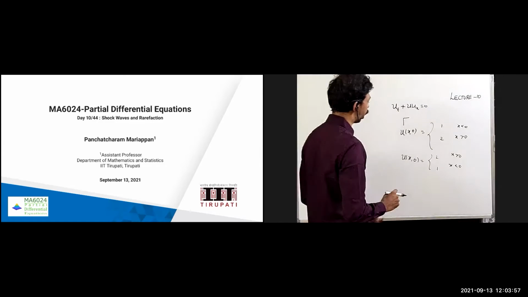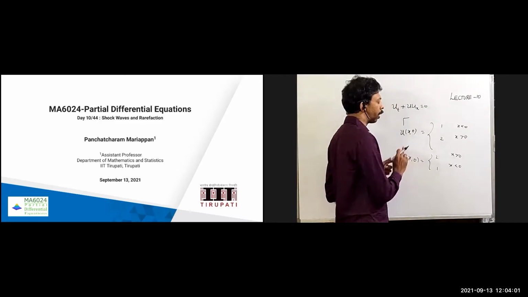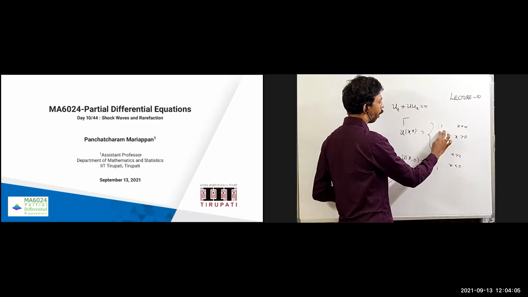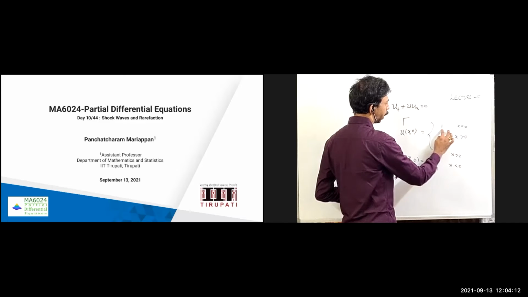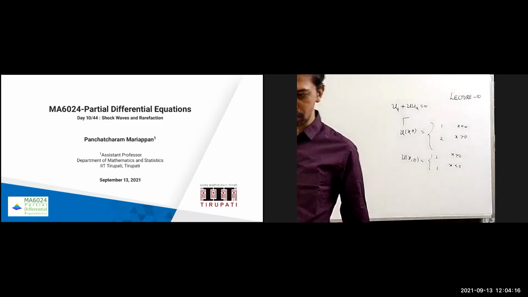This is a discontinuous problem. The initial condition is not continuous, because at x equal to 0, very near to that point, you get either 1 or 2. So we are going to get some problems, and therefore we are going to solve that problem.